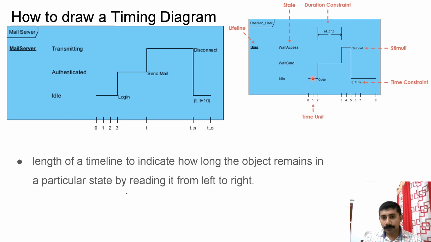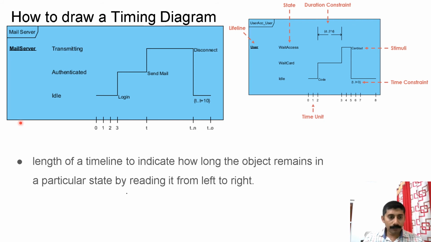So the state is from idle; on event code, the state changes to wait card. Then that state changes to wait access. Then the card is out. This is that ATM example only. Once the card is out, then again it changes back to idle. So here we can see another example.